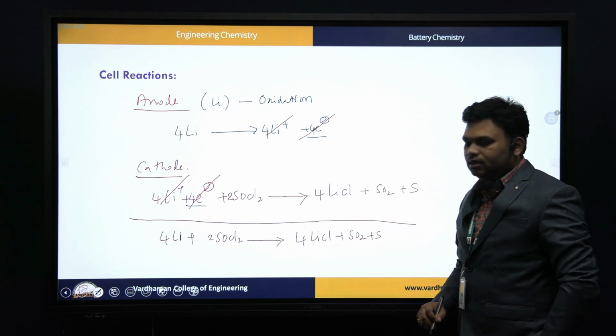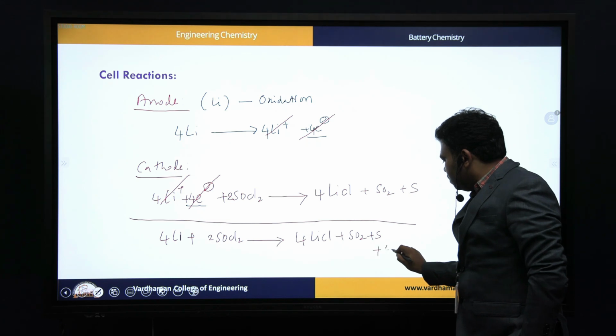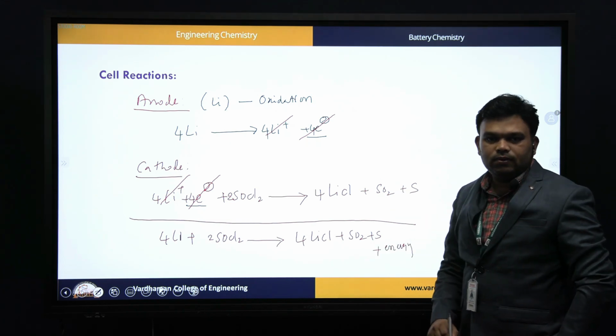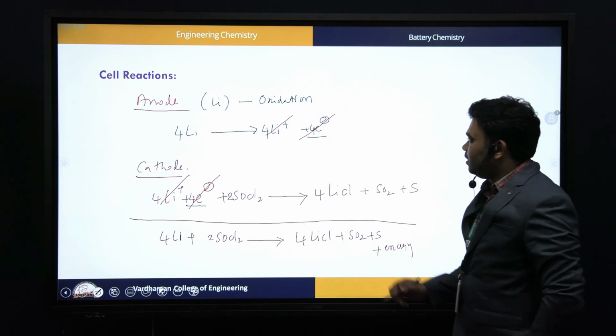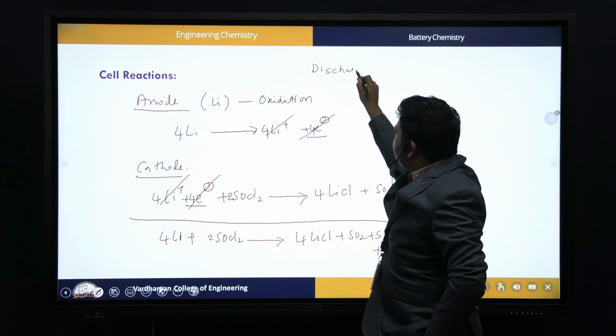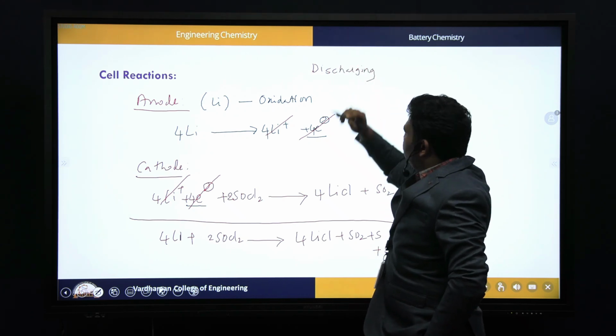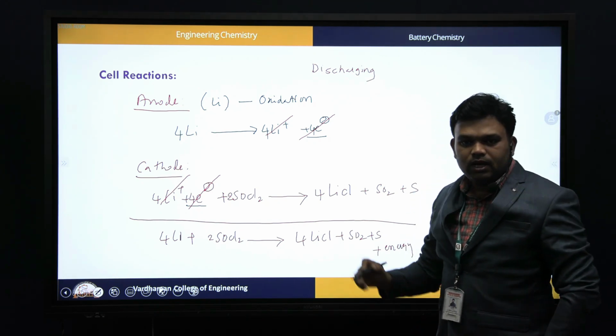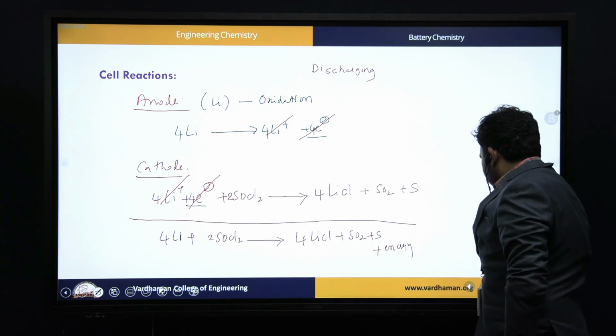And we also need to note that energy will be released during the working of this battery. We know that this is a primary battery, so the reactions which take place are only the discharging reactions. There are no charging reactions observed in the case of primary batteries.